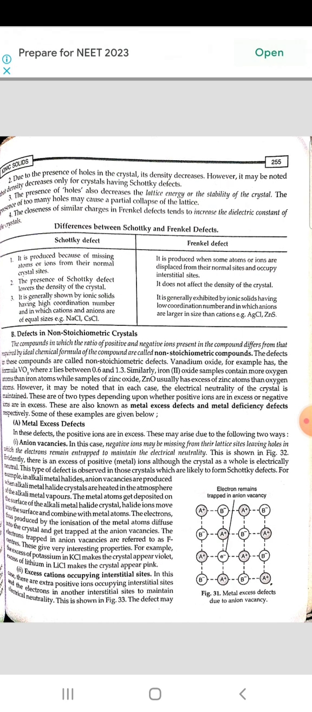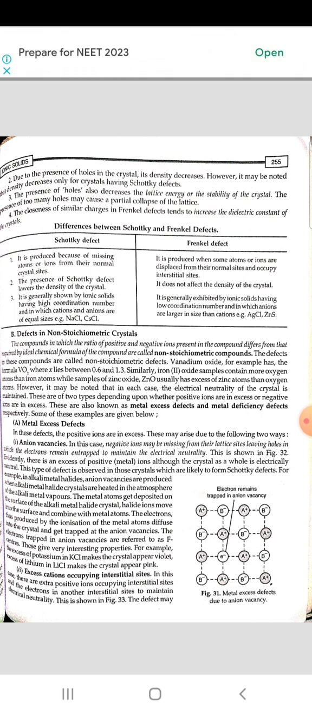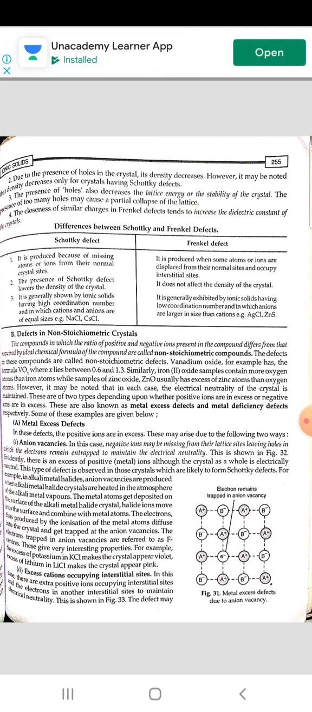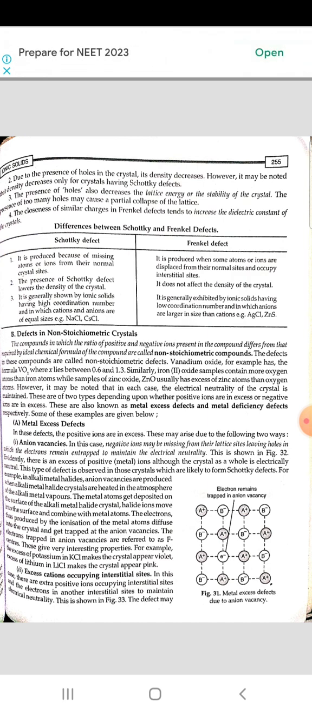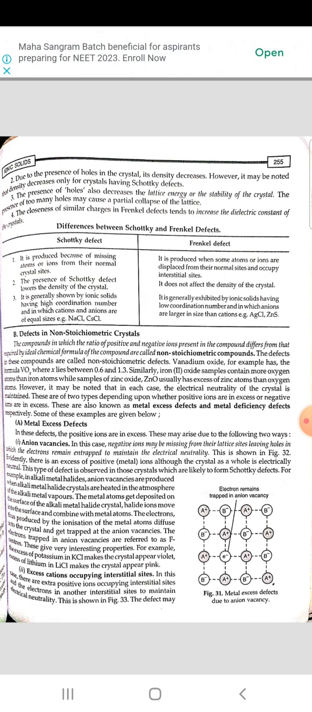For example, in alkali metal halides, anion vacancies are produced when alkali metal halide crystals are heated in the atmosphere of the alkali metal vapors. The metal atoms get deposited on the surface of the alkali metal halide crystal. Halide ions move to the surface and combine with metal atoms. The electrons thus produced by the ionization of the metal atom diffuse in the crystal and get trapped in the anion vacancies. The electrons trapped in anion vacancies are referred to as F centers. These give very interesting properties. For example, the excess of potassium in KCl makes the crystal appear violet. Excess of lithium in LiCl makes the crystal appear pink.